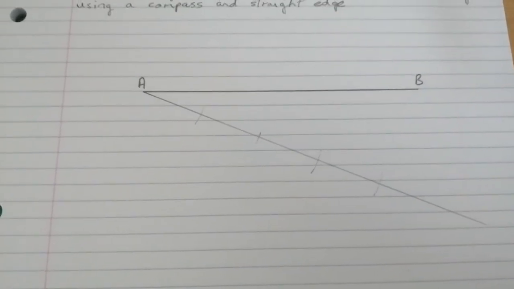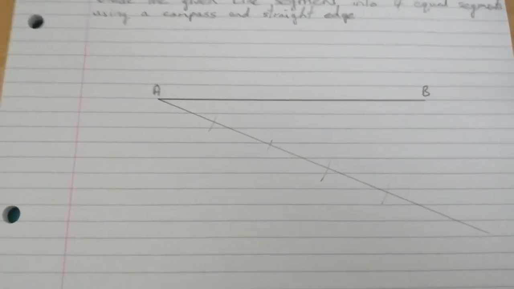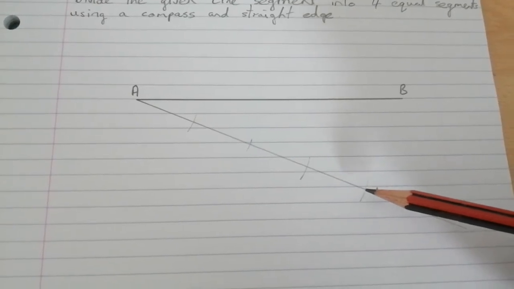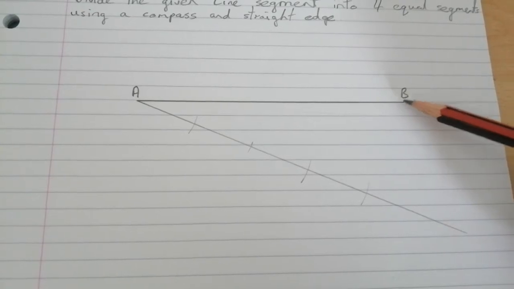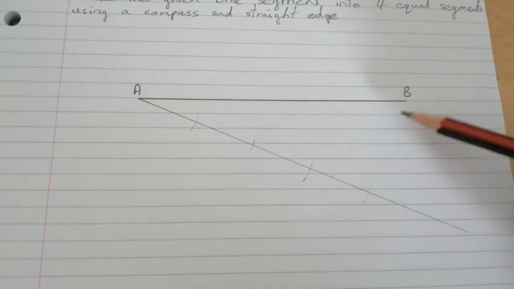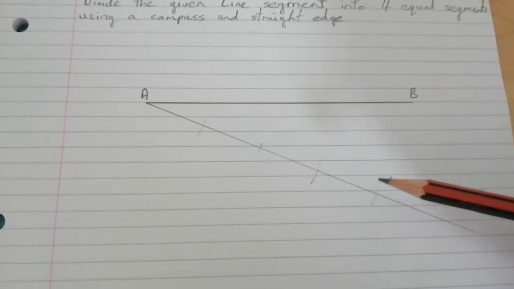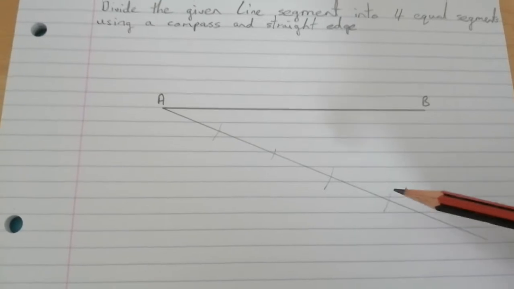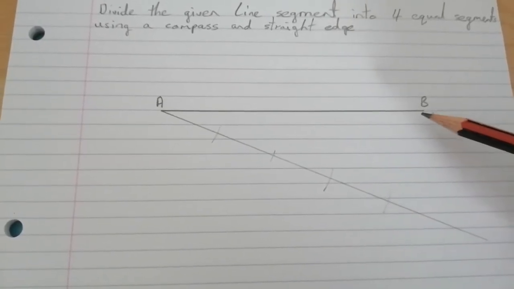So our next step then is going to be, and this is one that you need to be careful of because a lot of students make a mistake here, we're going to join wherever the intersection of the construction line and the last arc is. We're going to join that up to B. We're going to draw another construction line up there. What a lot of students make the mistake of doing is sometimes they join the end of the construction line up to B, but they should not. It's from the last arc up to the end of B.